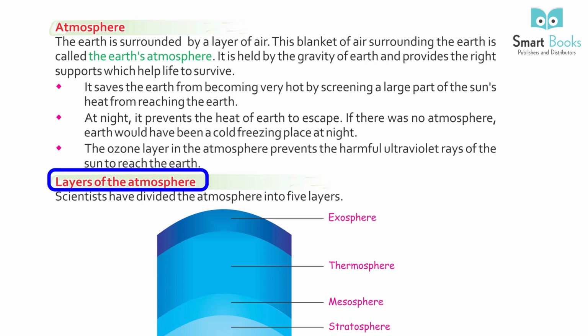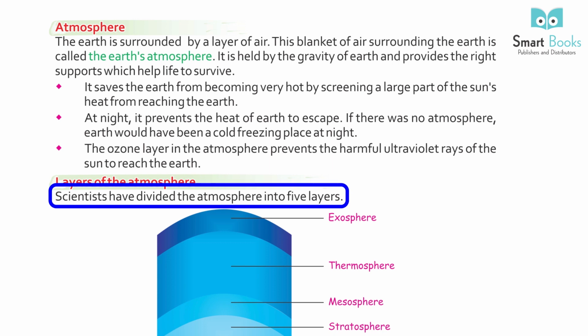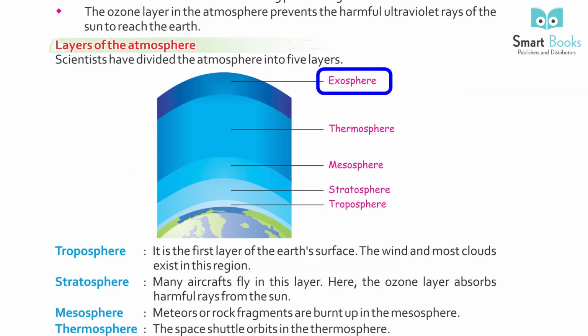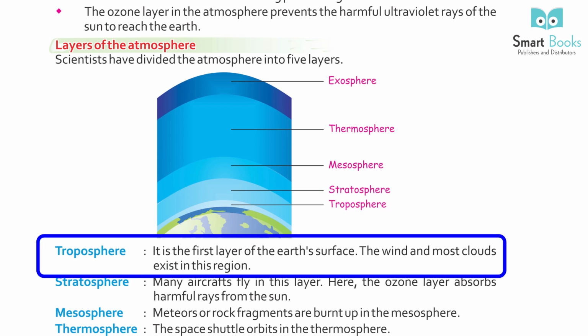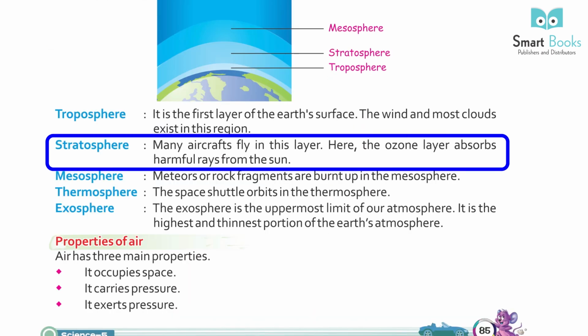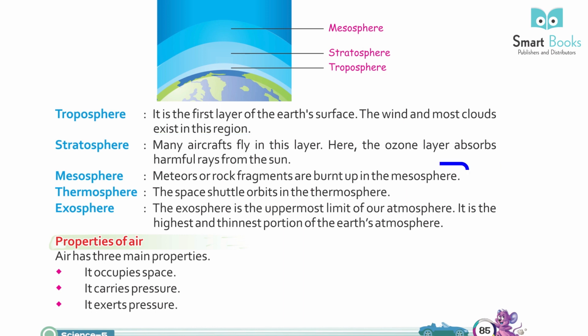Layers of the atmosphere. Scientists have divided the atmosphere into 5 layers: exosphere, thermosphere, mesosphere, stratosphere, troposphere. Troposphere. It is the first layer from the earth's surface. The wind and most clouds exist in this region. Stratosphere. Many aircrafts fly in this layer. Here the ozone layer absorbs harmful rays from the sun.